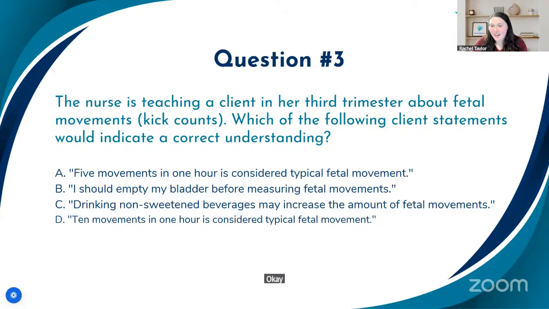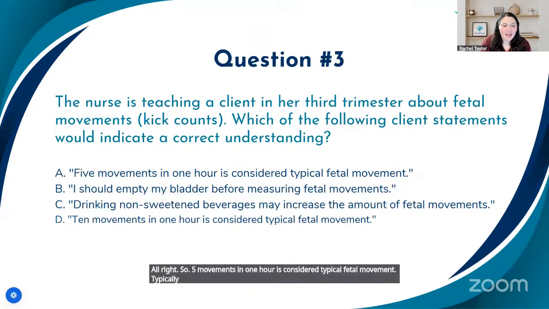Okay, I'm seeing some good answers. Great job. Great work. All right. So 5 movements in 1 hour is not considered typical fetal movement. Typically, we want at least 10 in an hour. So I would say no to A.